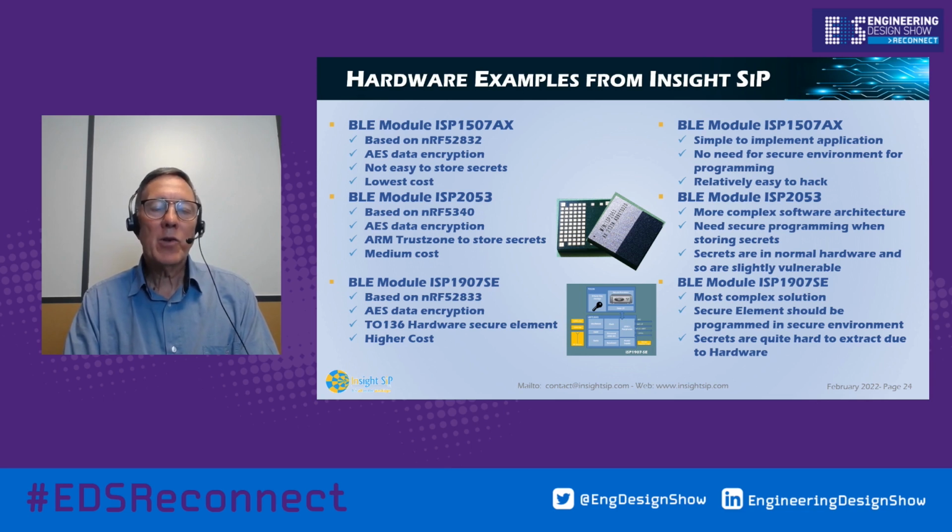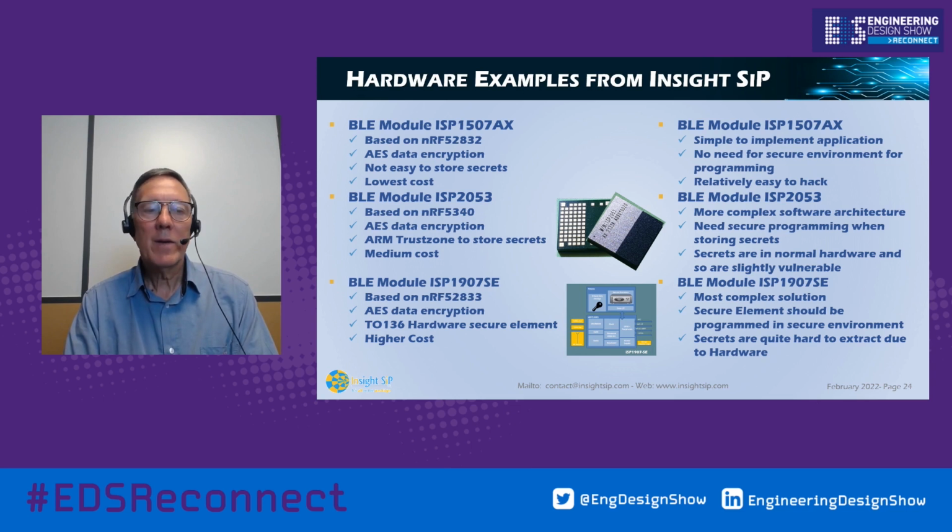The final ultimate choice would be something using a secure element, and we currently have a device that's under development. It's not actually out on the market, it's under development, which is based on a Nordic 52833 BLE device and a TO136 hardware secure element. Adding a hardware secure element gives you the next level of protection against attack, because it's even more difficult to get the security details out of a secure element than out of a trust zone.